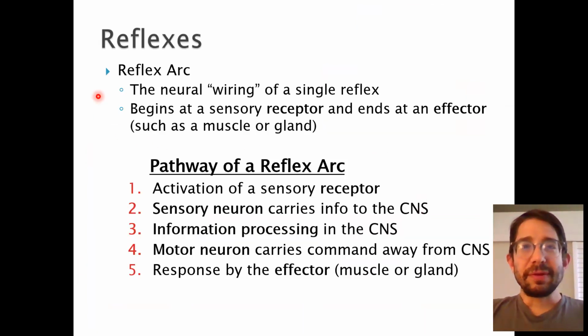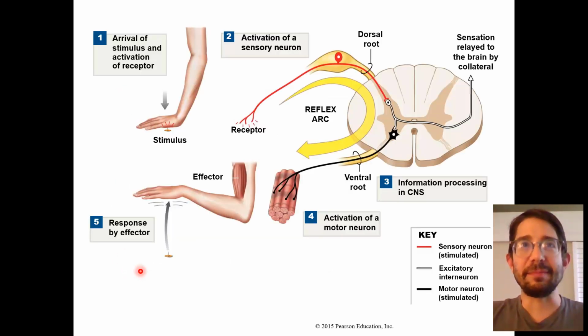When you think about the wiring in your body of a reflex, we call them reflex arcs. And you have a sensory receptor on one end of this arc and an effector, some kind of muscle or gland, on the other end. And reflexes take place in 5 steps that you can read through here, but I'm going to pull up the diagram and we have our same 5 steps shown.